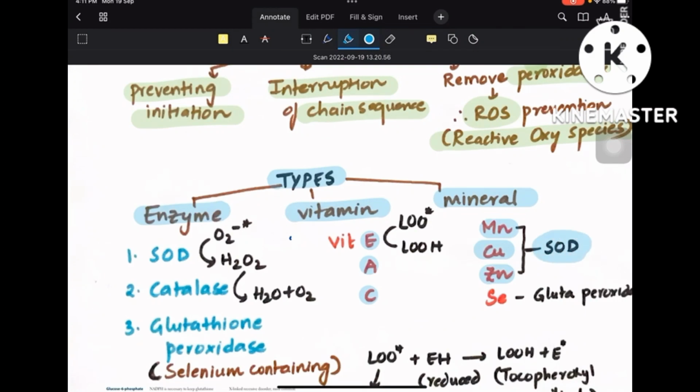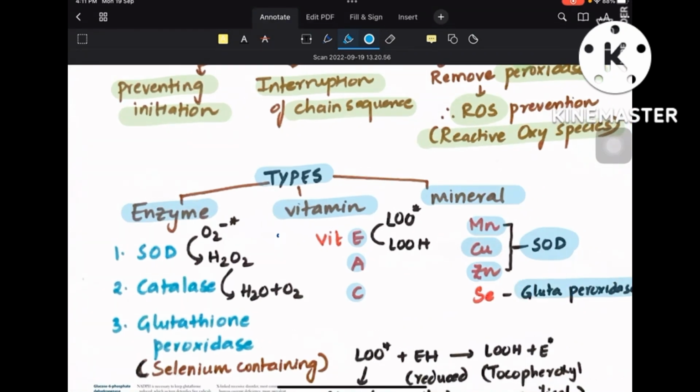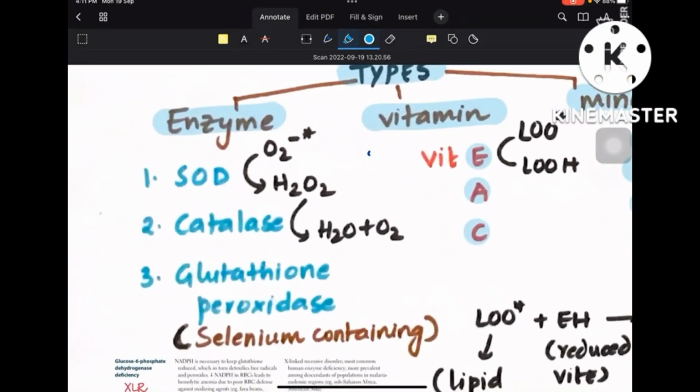That means for superoxide dismutase to function properly, manganese, copper, and zinc are the cofactors or minerals that are required. Similarly, for glutathione peroxidase, selenium is the element that is required. So here I have written: selenium containing enzyme is glutathione peroxidase.